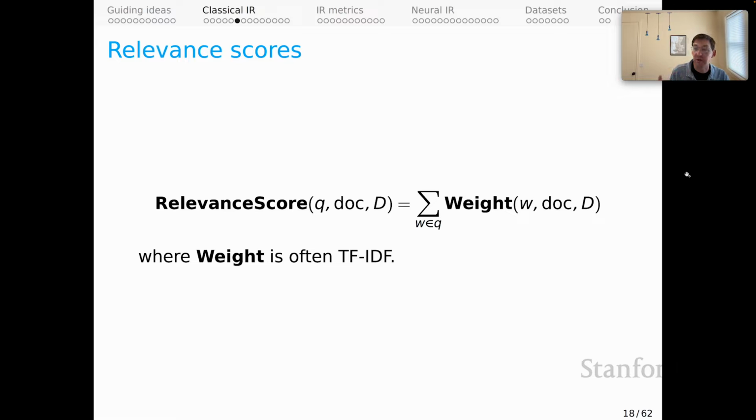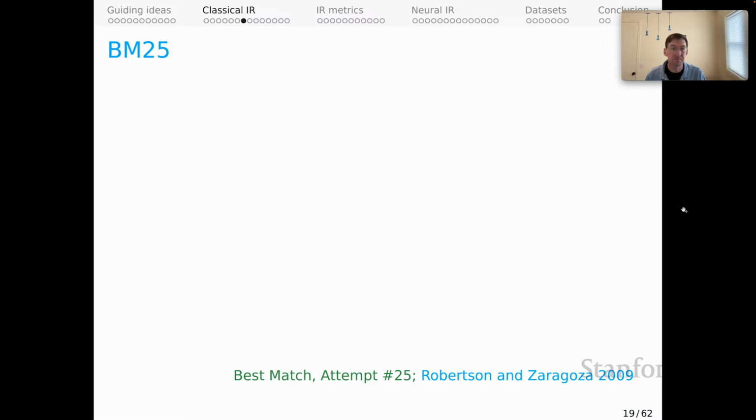To calculate relevance scores for a given query which might contain multiple terms, the standard approach is simply to sum over whatever weighting we're using for the term document matrix. So for example, if weight here is TF-IDF, we simply sum over the TF-IDF values for every word in our query, and that gives us a relevance score for the entire user query.